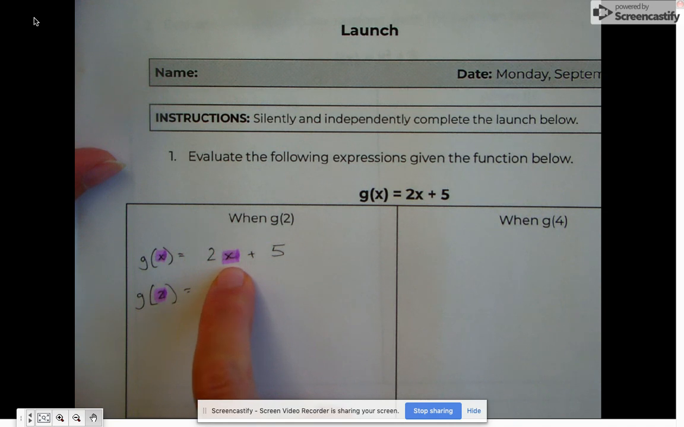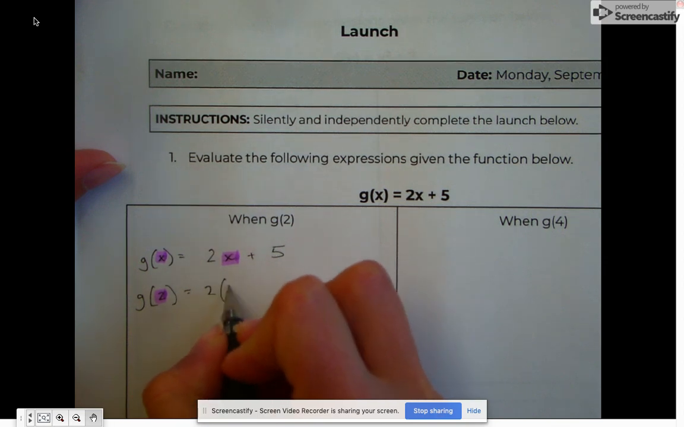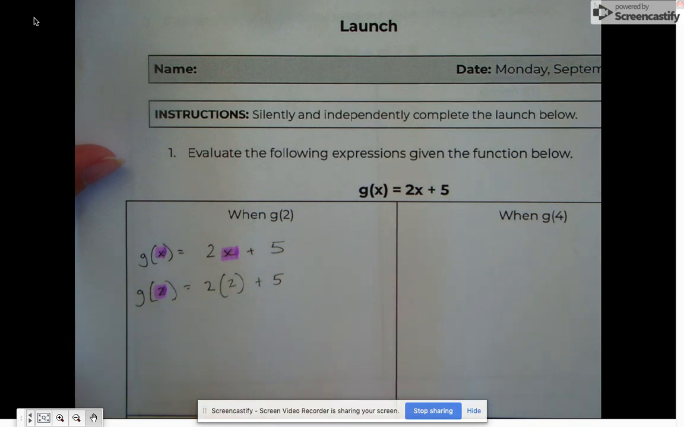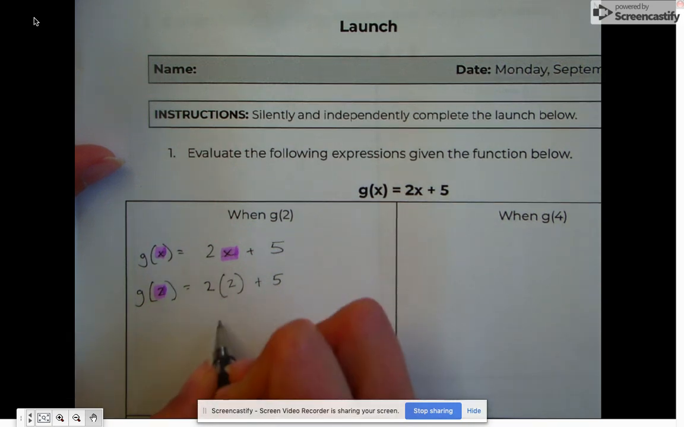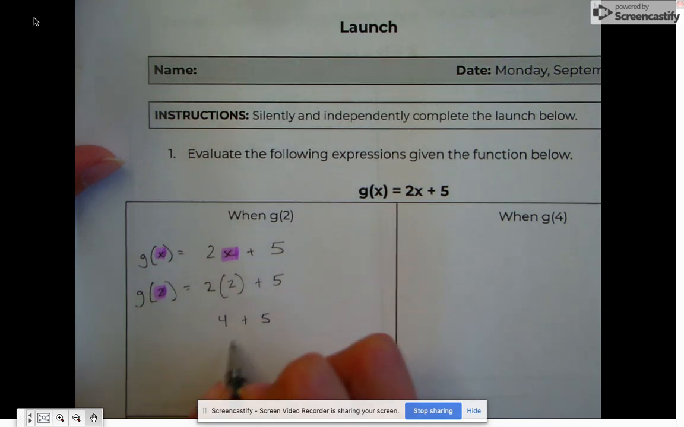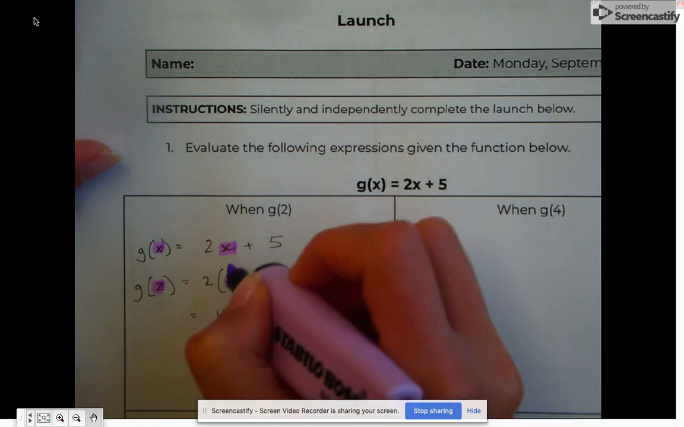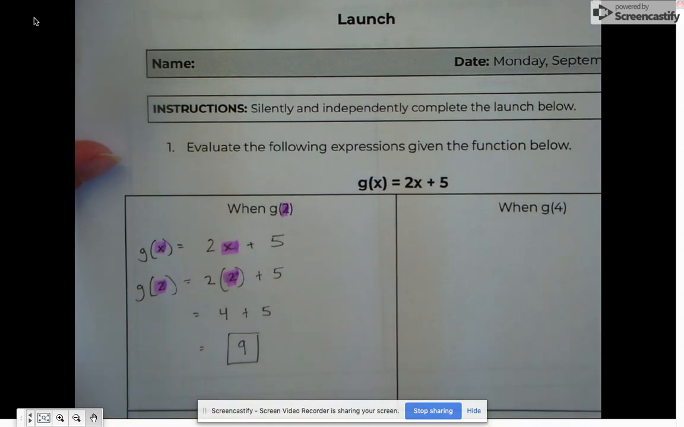Therefore, I need to also plug in a 2 here. So wherever there's an x, I'm going to plug in or replace that x with a 2. 2 times 2 plus 5. And then from here, it's just a question of using PEMDAS to evaluate. So multiplication first. 2 times 2 is 4. And then 4 plus 5 would give me 9 as my final answer. And then I'm always going to remember to box my final answer. So key idea, whatever is inside the parentheses is going to get plugged in for x into your equation.